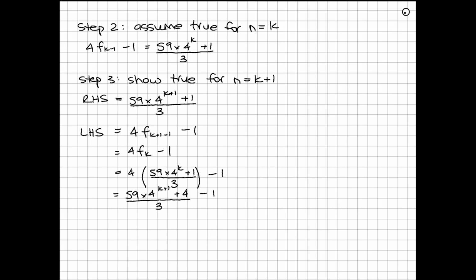Now, if I get a common denominator, that's going to be 59 times 4 to the k plus 1, plus 4, minus 3, all divided by 3. And then doing the 4 minus 3, we end up with 59 times 4 to the k plus 1 all divided by 3, which is equal to our right-hand side. So that's good. We can therefore conclude that this expression is true by induction.